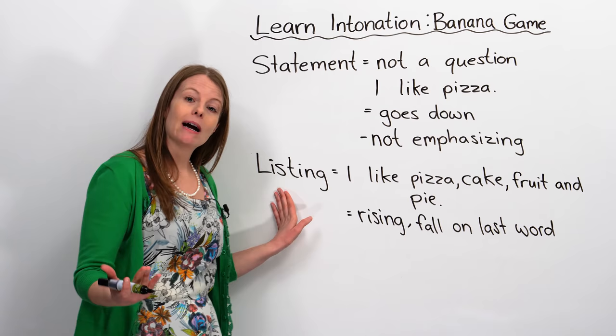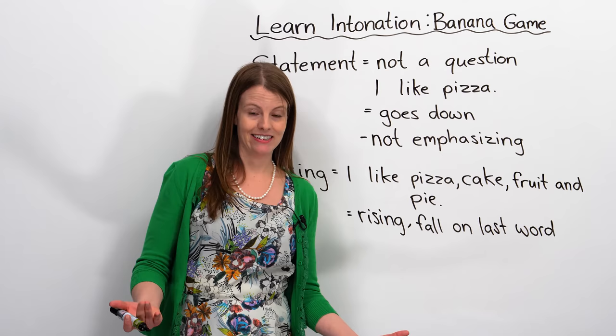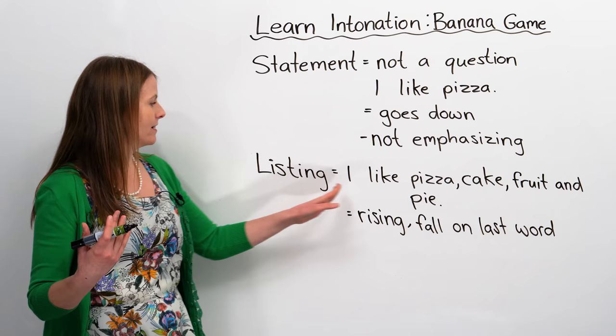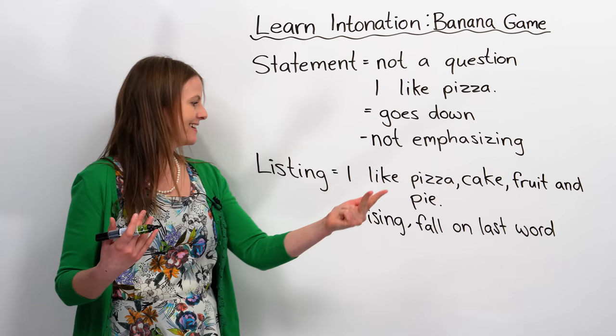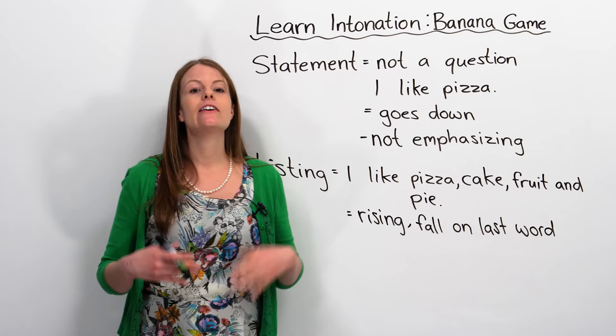Another time I might use intonation is when I'm listing a lot of different things. So a list is when you're saying multiple things. So for example, I like pizza, cake, fruit, and pie. So I listed four things in that sentence. So I would use intonation when I'm listing something.